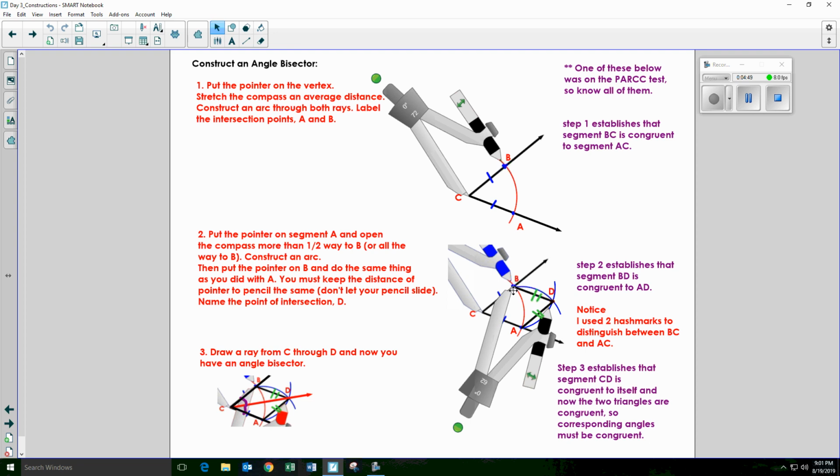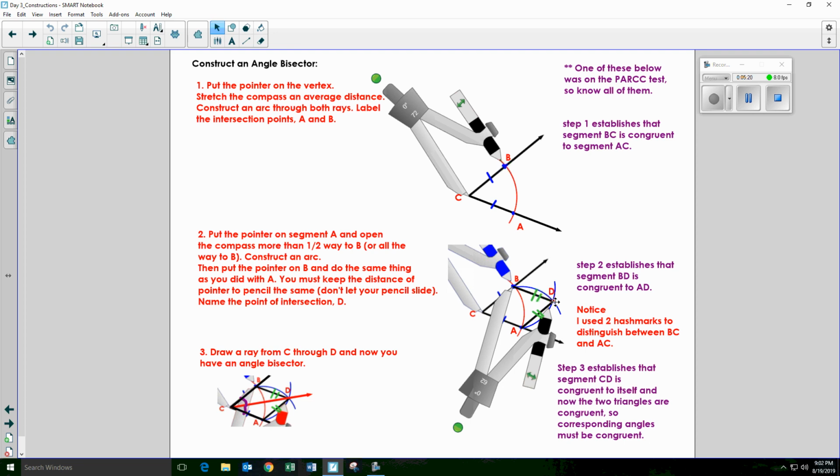Just switch it around, turn around, pointer on B, and whatever that distance was that you had opened the compass up from A, you keep the exact same. So if you had it all the way to B, then it would be all the way to A when you turn it around. Otherwise, it's at least more than halfway. So all you do is turn your compass around, put the pointer here, draw your arc right here. So now again, you're going to get an intersection between those two arcs right there. That's it. It's called D because we've already used A, B, and C. Just call it D.